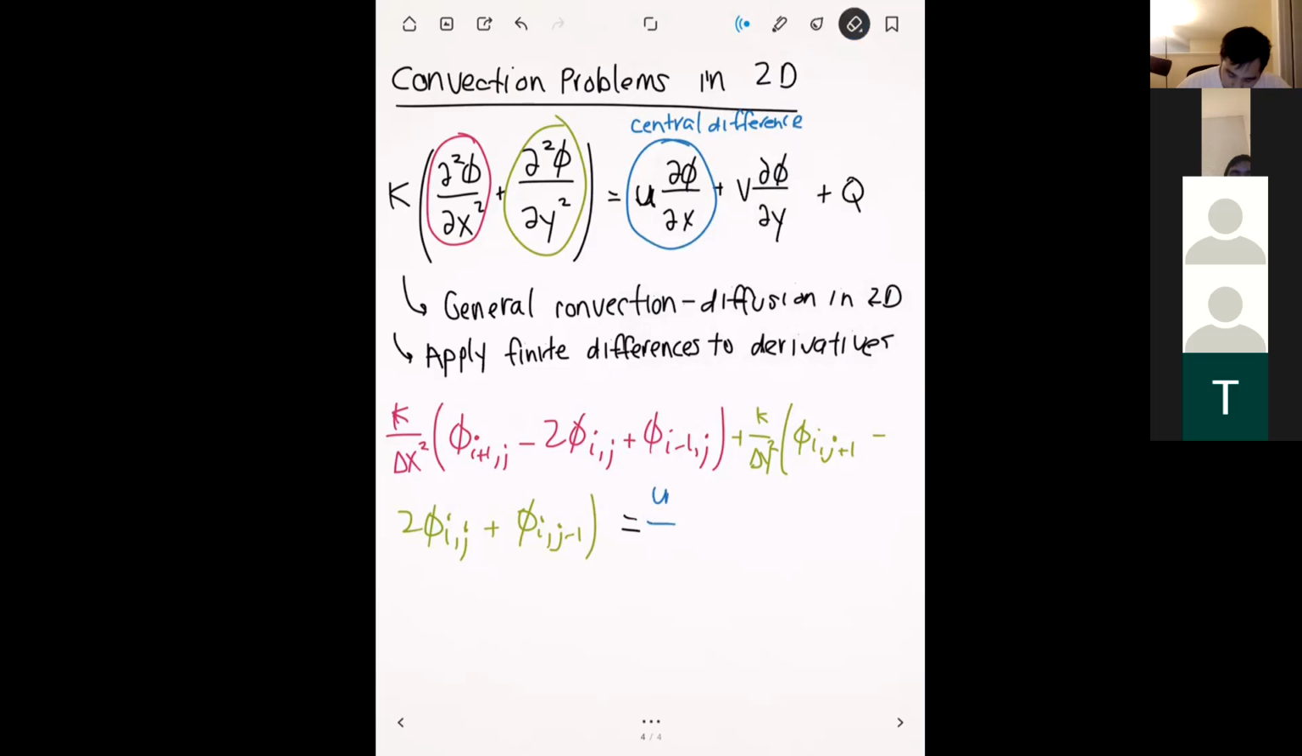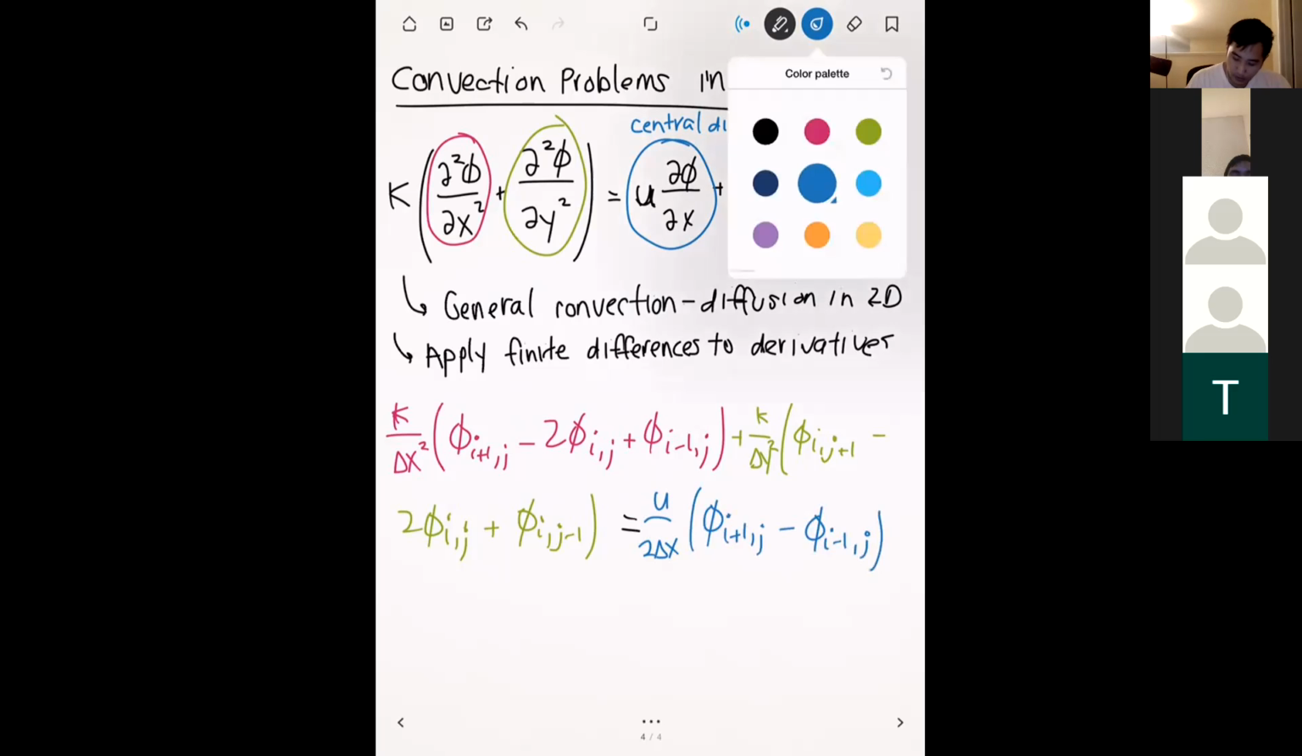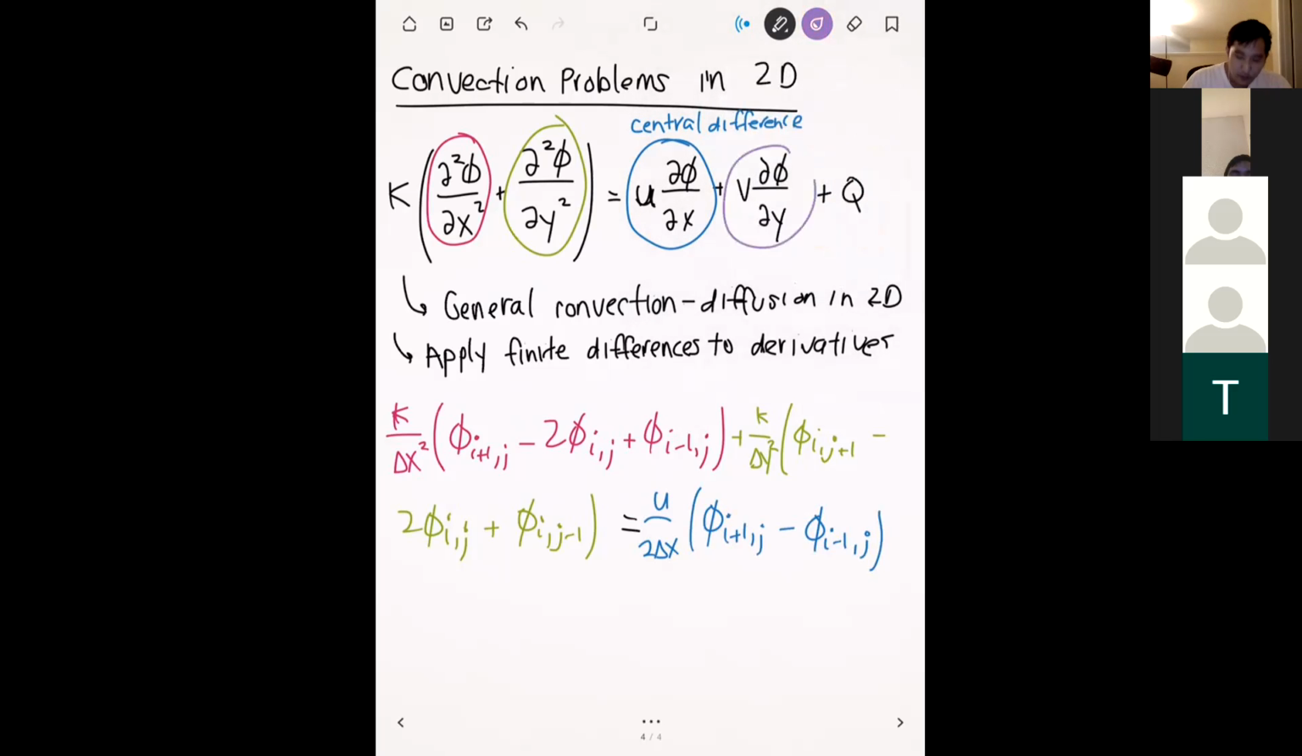And so the central difference scheme for this first order derivative is going to be u divided by 2 delta x times phi i plus 1 comma j minus phi i minus 1 comma j. And so that's our x convection derivative. Then we have the y convection derivative, and the same thing, we're going to use central difference, plus v divided by 2 delta y, times phi i j plus 1 minus phi i j minus 1. And then finally, we have our source term, which we're just going to leave as q i j.